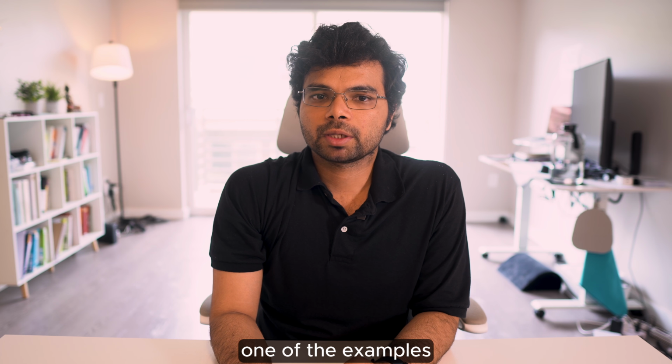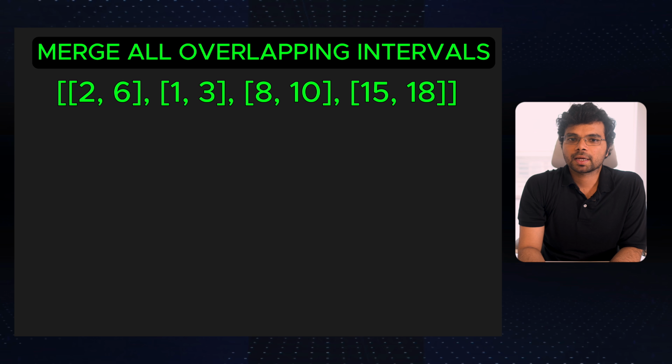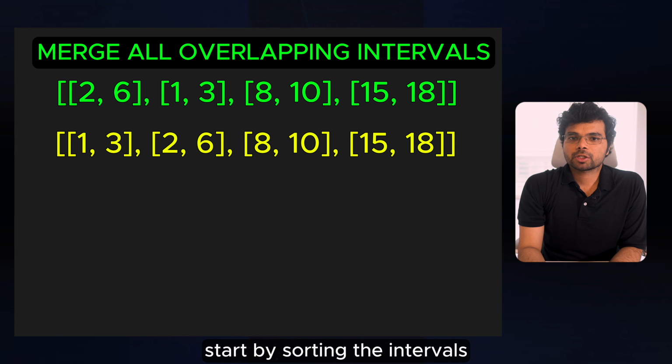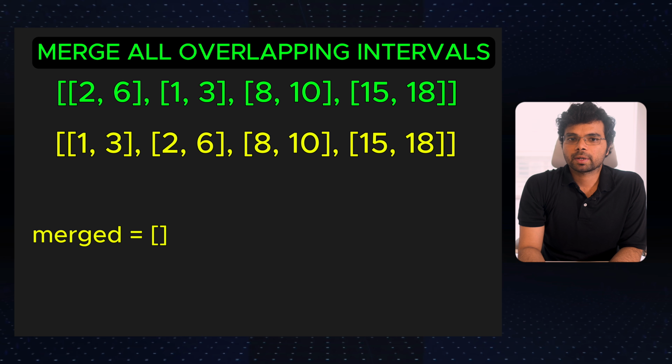Let's understand one of the examples where you are given a list of intervals and you need to merge all overlapping intervals. Here is an approach to solve this problem. Start by sorting the intervals by their start time. Create an empty list called merged to store the merged intervals.